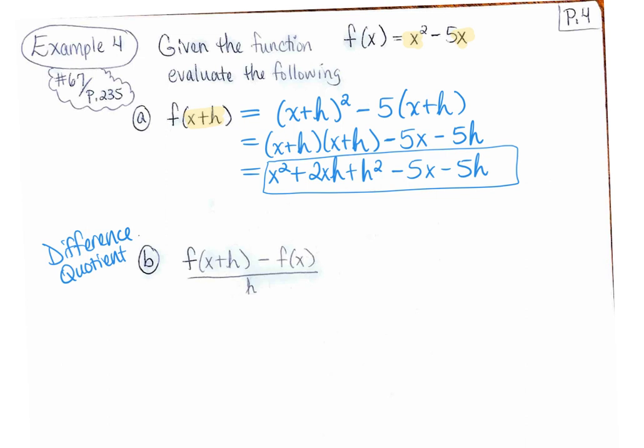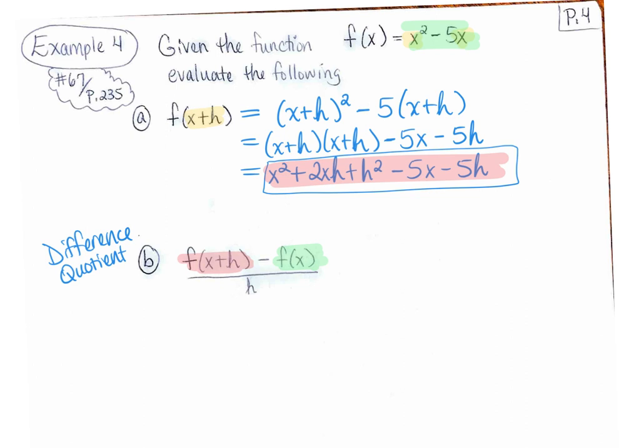All right. So, we have f of x plus h. This part, we know, is what we just did. It's all of this. Now, tell me what f of x is. X squared minus 5x. Exactly. It's all of that.